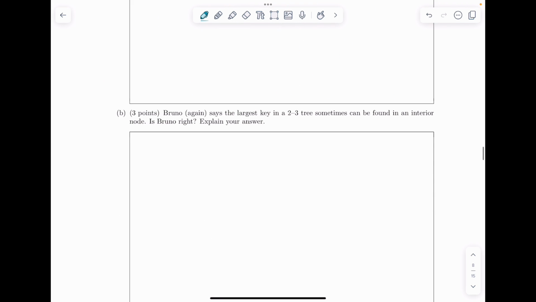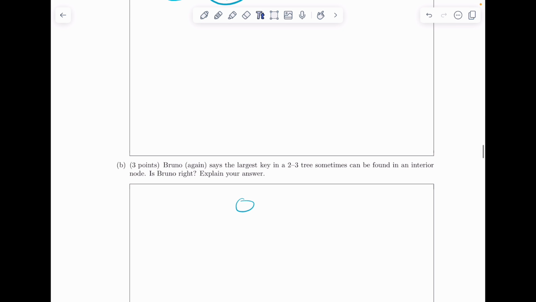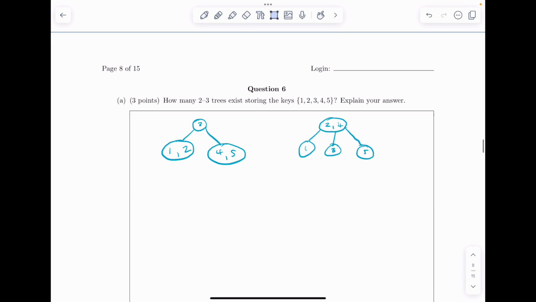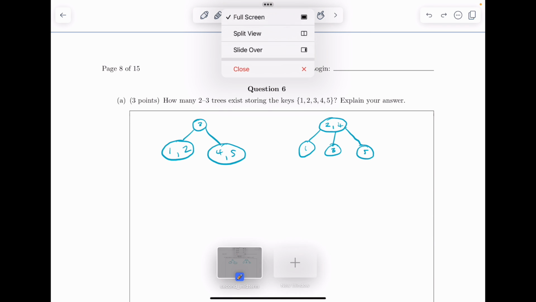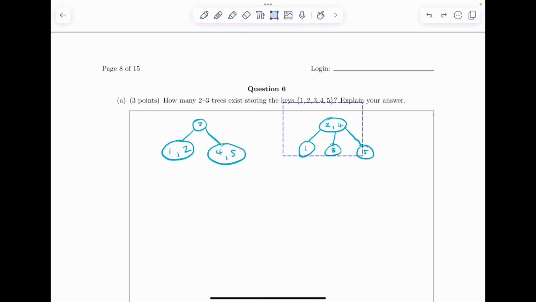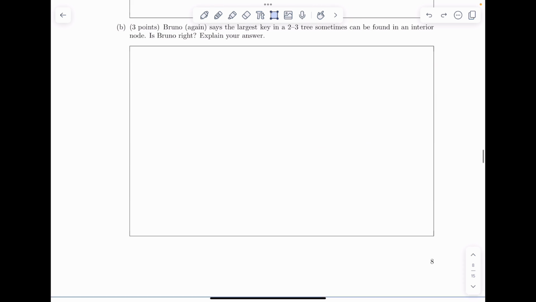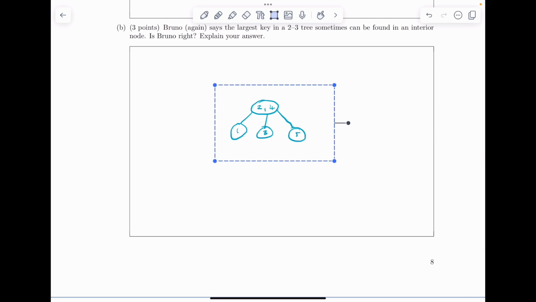And yeah, Bruno's got to be wrong, because if we have any type of tree here, let's just do some copy paste. Let's just take this one. Actually, no, let's do this. I erased stuff. I continue erasing things. Why is this not going? Come on. Select. Thank you. Copy. Paste. There we go.